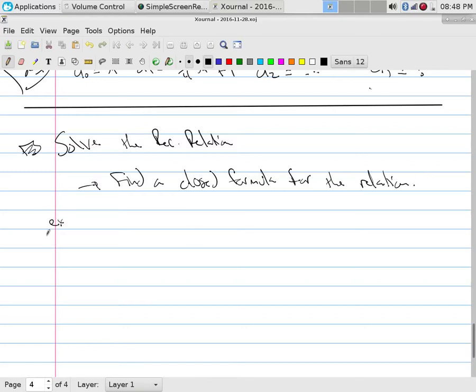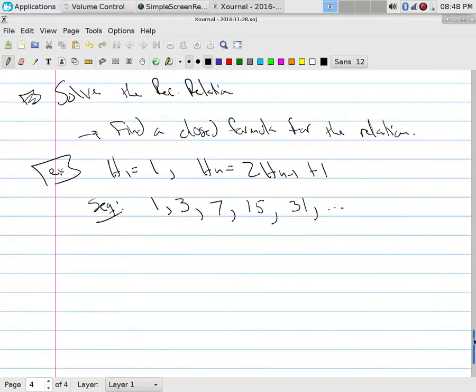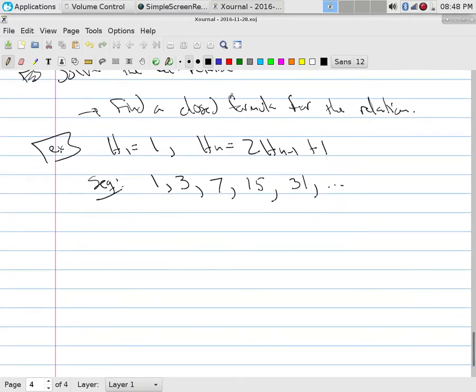To solve a recurrence relation, really what we're talking about is to find a closed formula for the relation. So, for example, we had on the Tower of Hanoi that H1 was equal to 1, and then Hn was equal to twice Hn minus 1 plus 1, and it made the sequence of 1, and then twice that plus 1, twice that plus 1, twice that plus 1, etc. And it generated the sequence. Solving it means find a closed formula, and how could we do this?